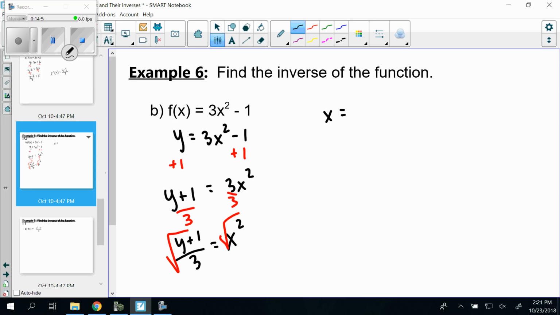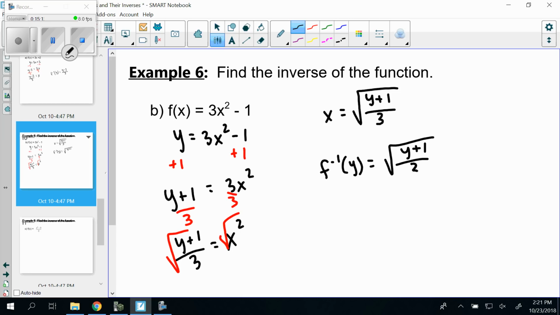On the left side, the square root of x squared would just be x. On the right side now we've got the square root of (y plus 1) over 3. This would be the inverse function here. We could now plug in the y value to find the x value.